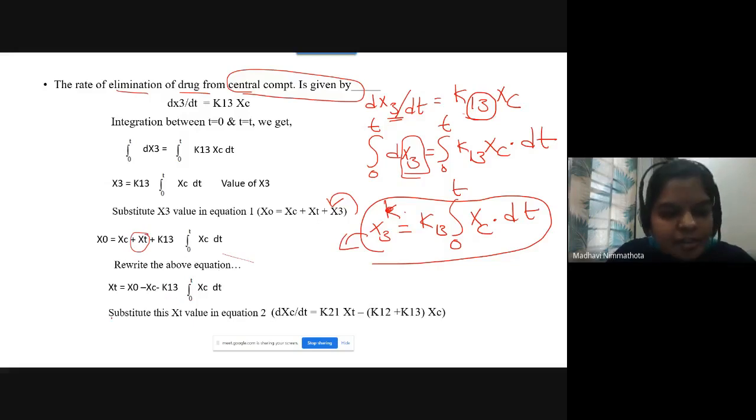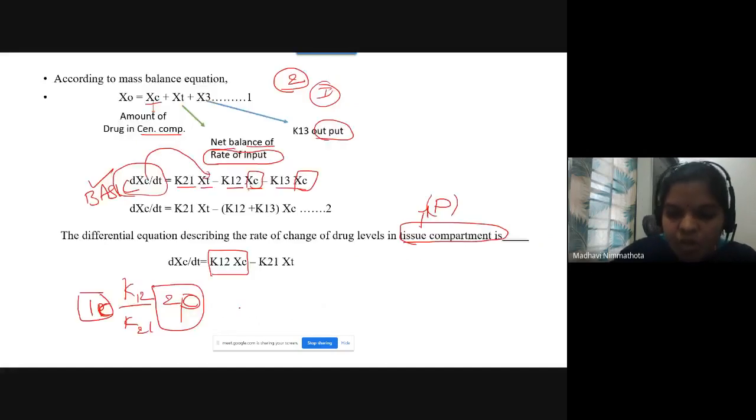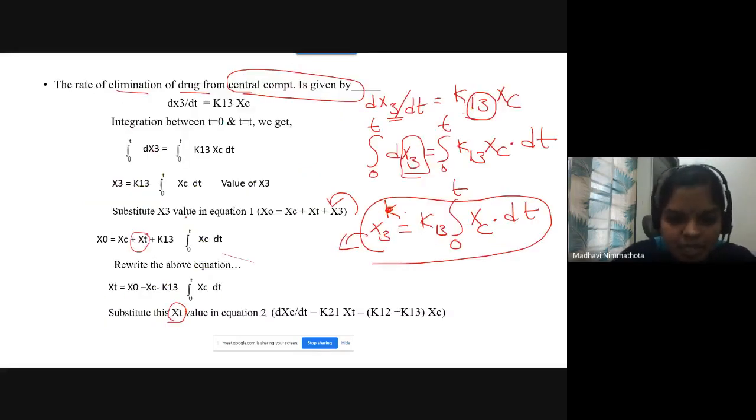Then after rewriting this above equation, you have to substitute this XT value in equation 2. What is our equation 2? This is our equation 2. You have to substitute this XT value in this equation. So once again I have written this equation 2 here. Okay, I will stop here. In the next class I will continue this derivation.